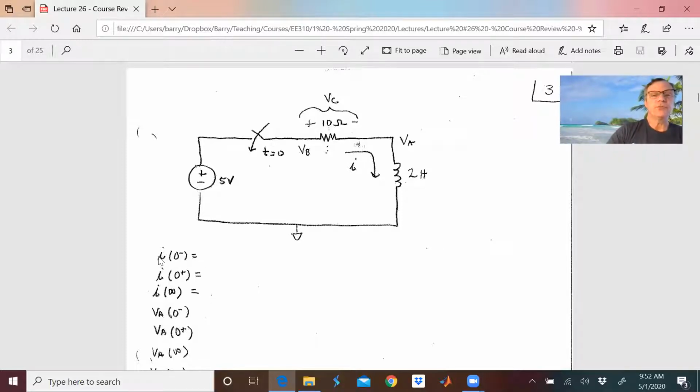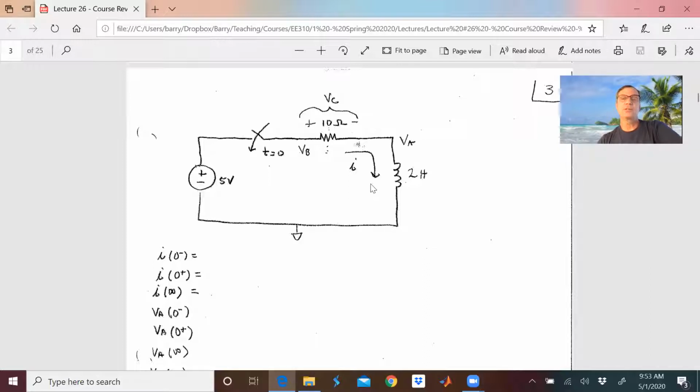So here we go. We can do this fairly quickly now. I at 0 minus, we triage that to 0 because the switch is open. I at 0 plus, we can't change the current in the inductor quickly, so I at 0 plus is going to be equal to 0. Or we could say for the inductor, I at 0 plus equals I at 0 minus, which is 0. I at infinity, remember we're 5 volts here, 5 volts here because the switch is closed, 0 volts here. So 5 volts divided by 10 ohms is 1/2 amp.